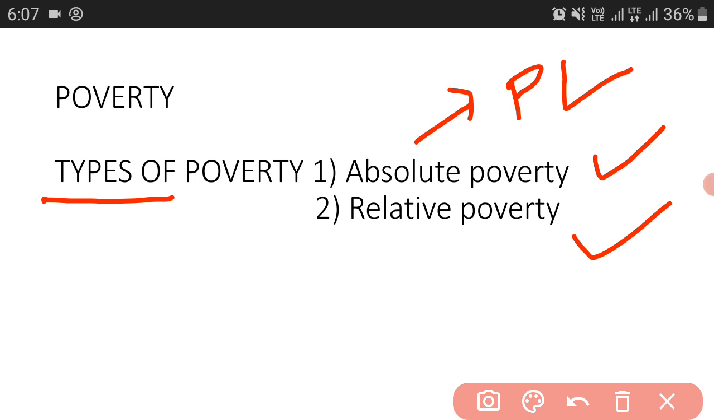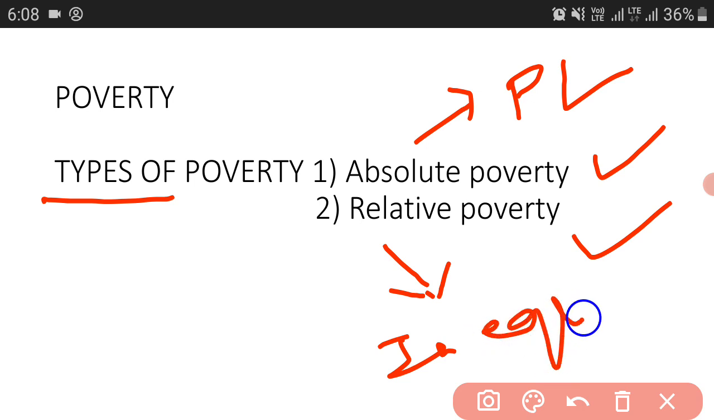Okay, now the next one is the relative poverty, and this relative poverty is expressed in relation to the income or expenditure levels of various sections of society. So as it is expressed in terms of income and expenditure levels, ultimately it is measuring the inequality. It is measuring the inequalities present in the society. So we can relate it to the inequality. Okay, so the main thing that we need to keep in mind is that absolute poverty is expressed in relation to the poverty line, and the relative poverty measures the inequality.